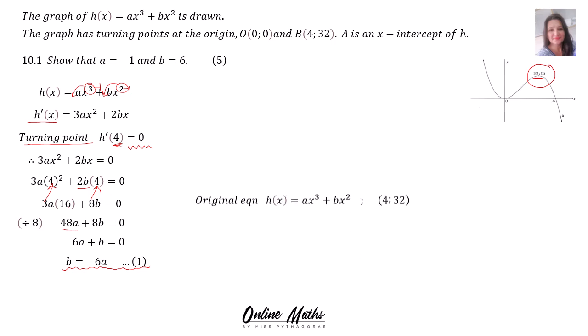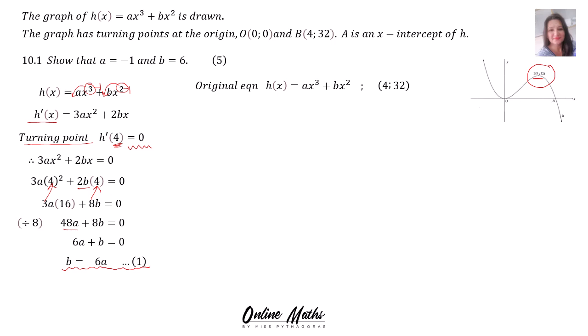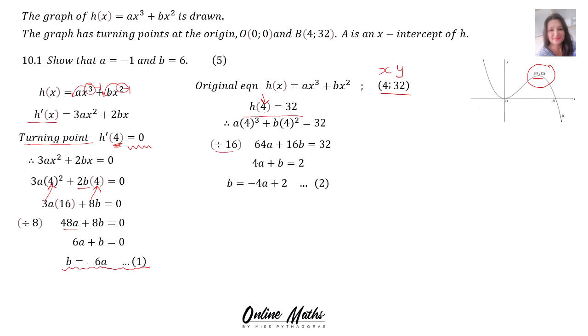Now I'm going to deal with it as just a normal point on any graph. So into the original equation, I'm going to substitute the point (4; 32), which consists of an x and a y. This is the correct notation. This means in x's place in h, I'm going to substitute 4 and equate it to y. I did it for you there. 4 to the 3 is 64, and 4 squared is 16. Then I could divide right through by 16. Since I got b alone in this equation, I made b the subject of the formula. So b is -4a + 2, and I label it number 2.